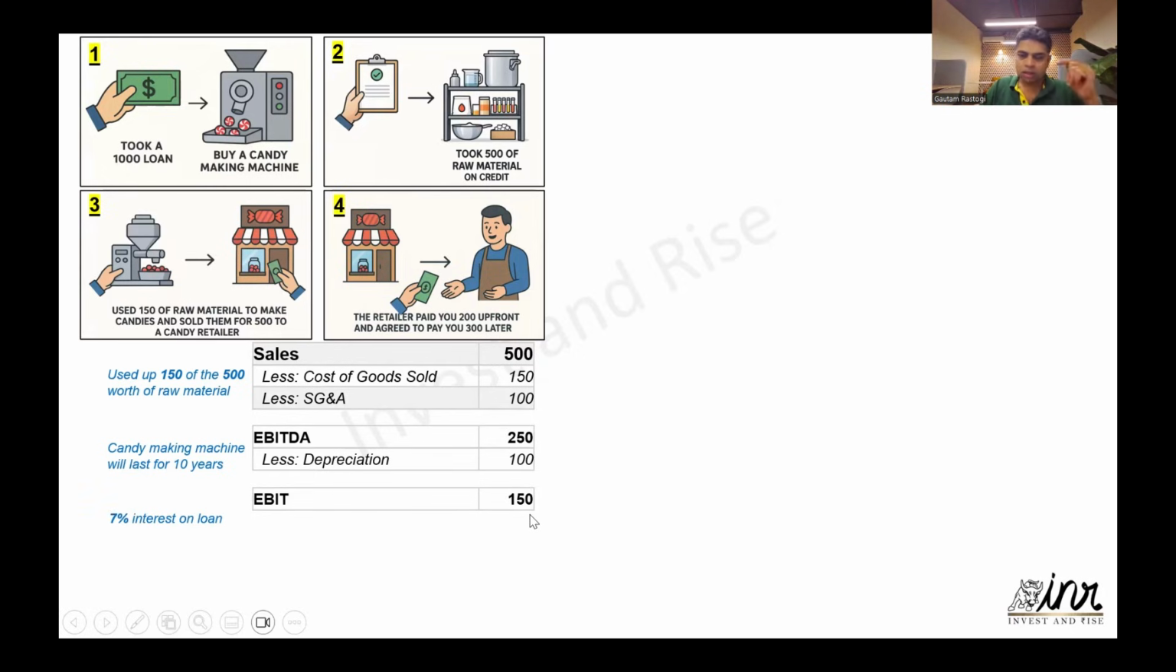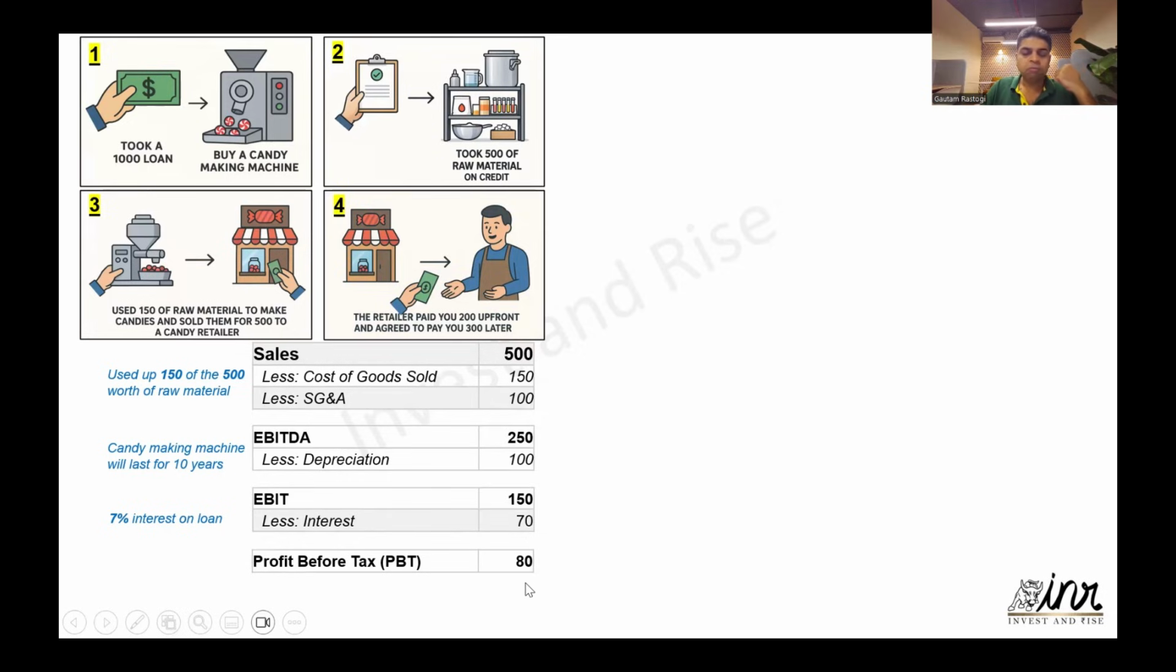Okay. And also, because you had taken 1,000 rupees ka loan, let's say you are required to pay 7% interest on that 1,000 rupee ka loan. So you have to net out or remove the interest expense as well from this profit. So you net out 70 rupees, you are left with 80 rupees. ठीक है. उसको profit before tax बोलते हैं.